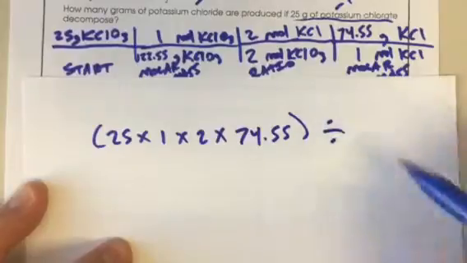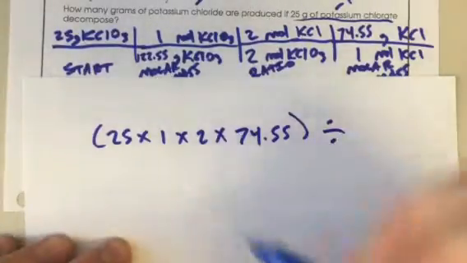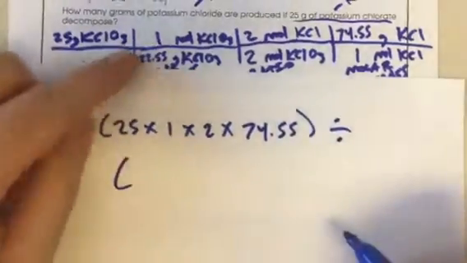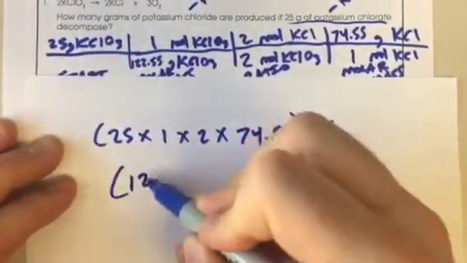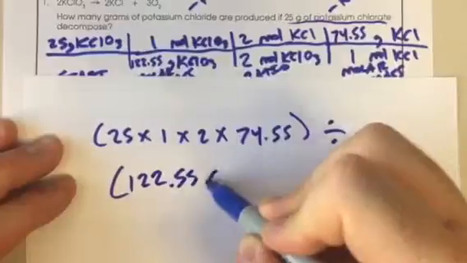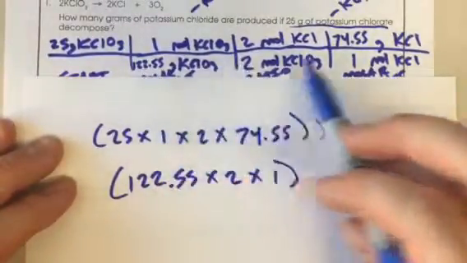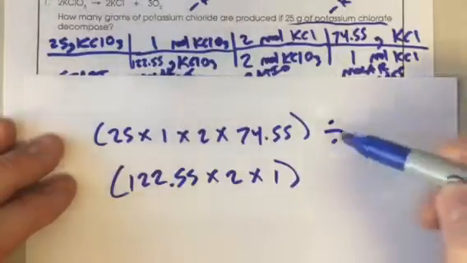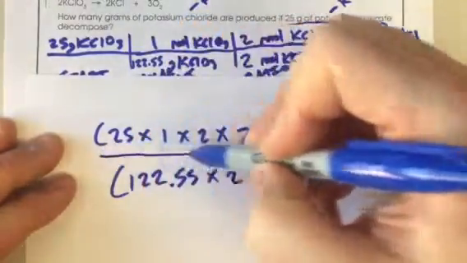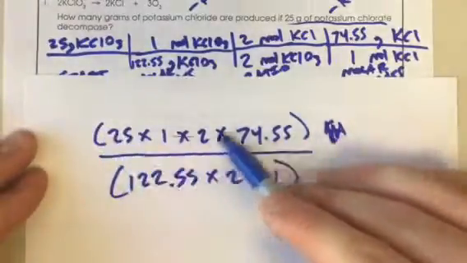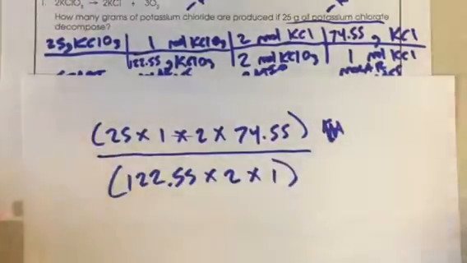Close. Division sign, because you're dividing by what's on the bottom. Open parenthesis for the bottom. 122.55 times 2 times 1. Close. This times this times this. Now, you could just get rid of the parentheses and do a division sign this way. As long as you know what you're doing, it doesn't matter. Basically, you're taking the top multiplied together, divided by the things on the bottom.